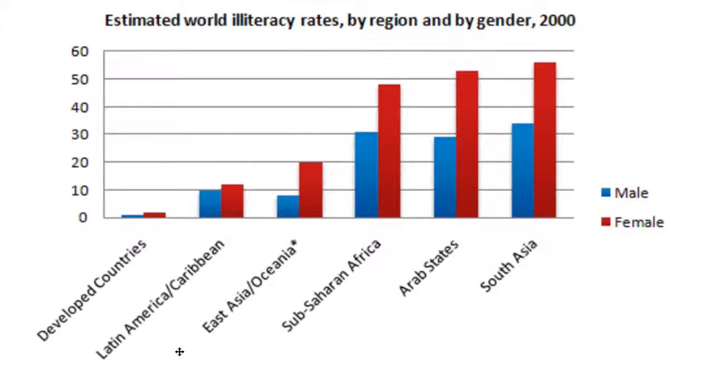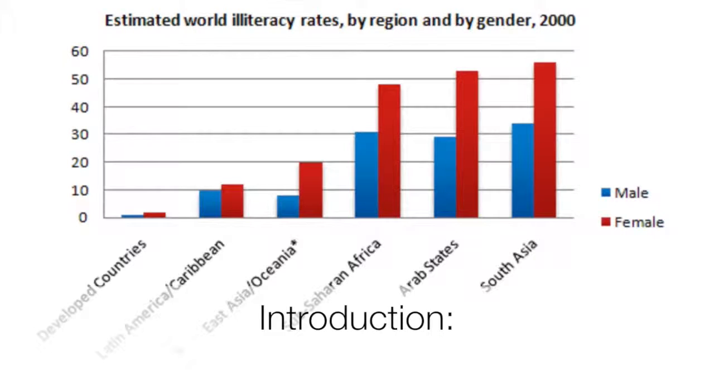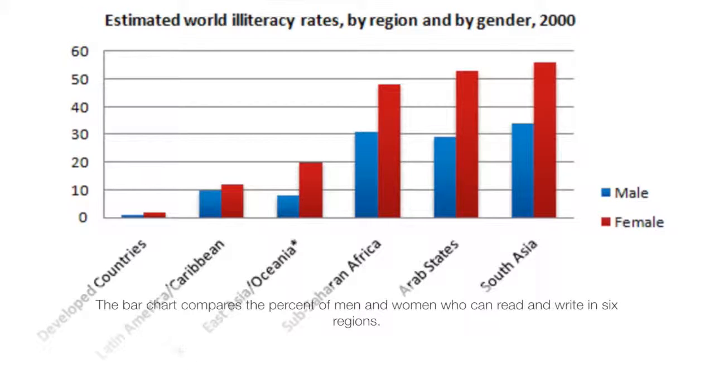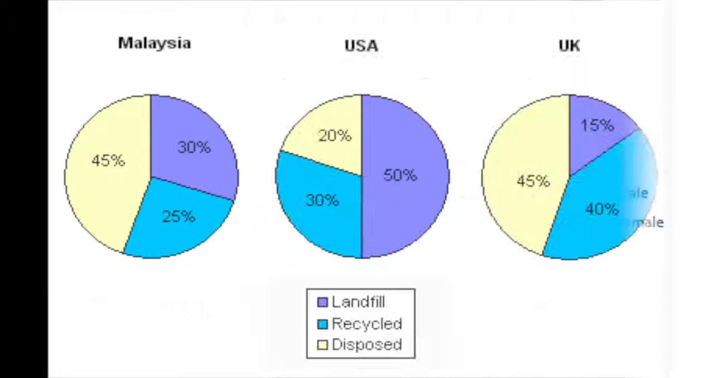Now, as for the introduction, it is a bar chart, and the key thing here is this number again. And this number is percent, it's a rate. So in this case, it's percent. This is sort of what you'd write for an introduction. The bar chart compares the percentage, or you could say rate if you like, of men and women who can read and write in 6 regions. Okay, so that's one answer.